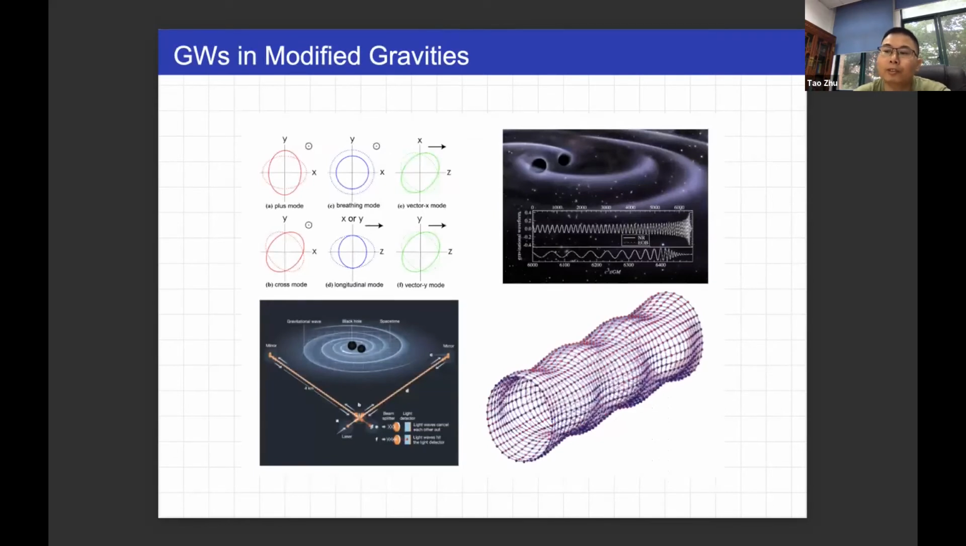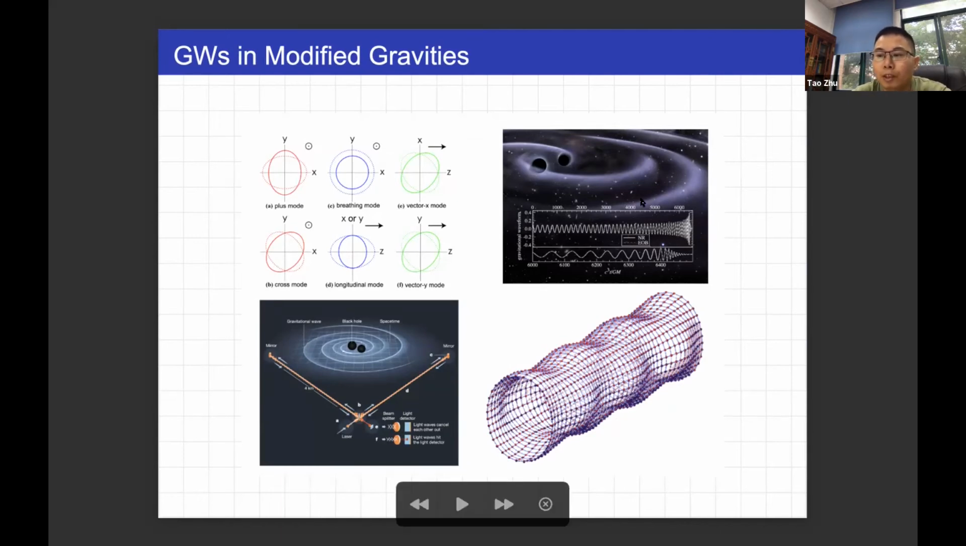In modified gravities, gravitational waves can be different from GR in many aspects. In general relativity, gravitational waves only have two tensor polarization modes, while in modified gravities, depending on the theory, they can have up to 6 different polarization modes, including 2 scalar modes, 2 vector modes, and 2 tensor modes.